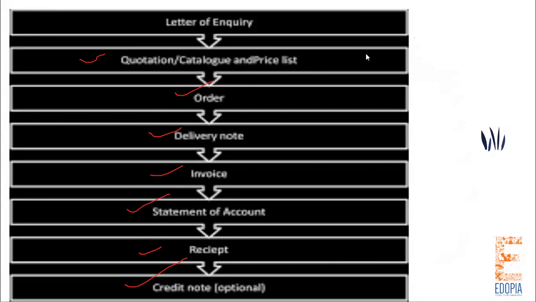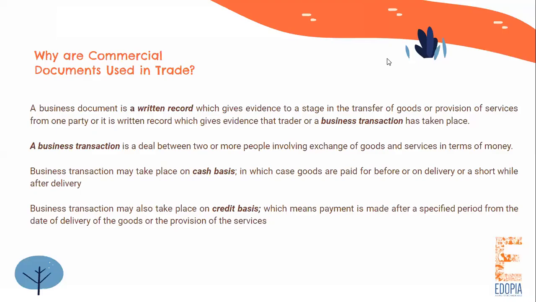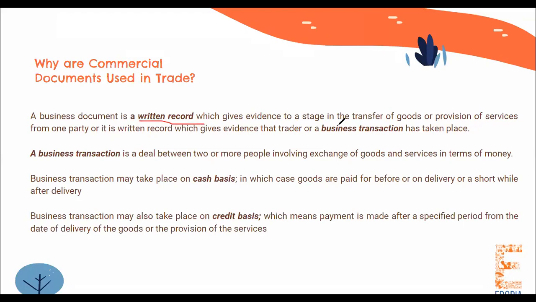Now, as we move further, why are these commercial documents really needed? They are needed because we need a written record or evidence whenever a transaction takes place. If a claim has to be made by the buyer or the seller and you do not have written evidence or a record, then you cannot really make the claim. Either the transaction is done on a cash basis or on a credit basis. If it's on a cash basis, the cash is paid immediately, but if it is on a credit basis, then it has to be paid later.